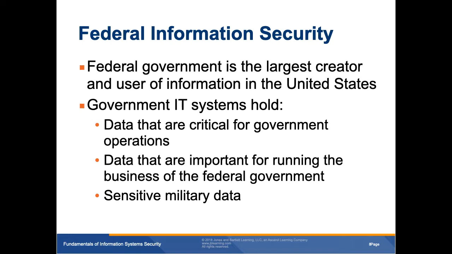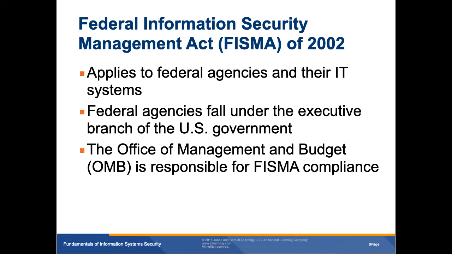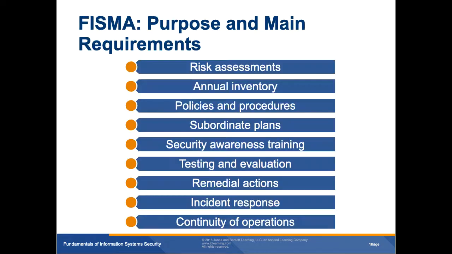Federal information security. The federal government is the largest creator and user of information in the United States, and so government IT systems hold data that are critical for running the business of the government, and sensitive military data. The Federal Information Security Management Act, FISMA, of 2002 applies to federal agencies and their IT systems. Federal agencies fall under the executive branch of the U.S. government, and the Office of Management and Budget, OMB, is responsible for compliance with the FISMA Act.